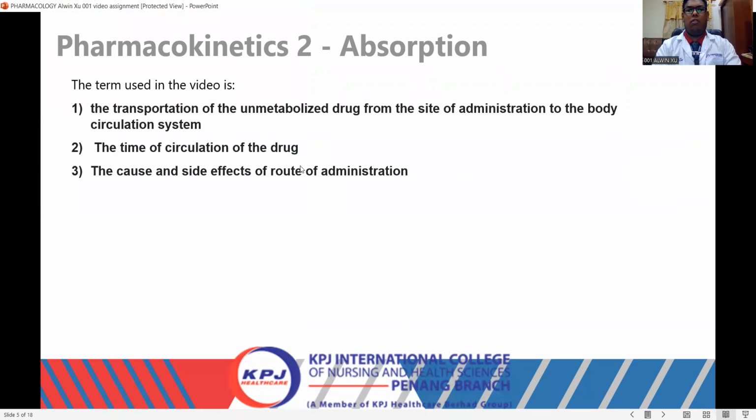The second video is pharmacokinetics 2, that is absorption. The term used in the video is the transportation of the unmetabolized drug from the site of administration to the body's circulation system, the time of circulation of the drug, and the cause and side effect of the route of administration.